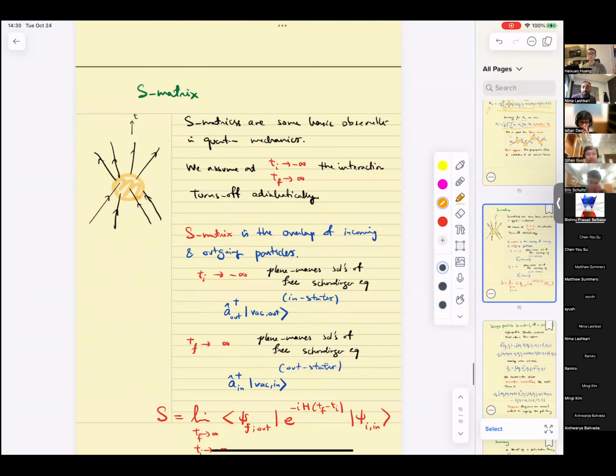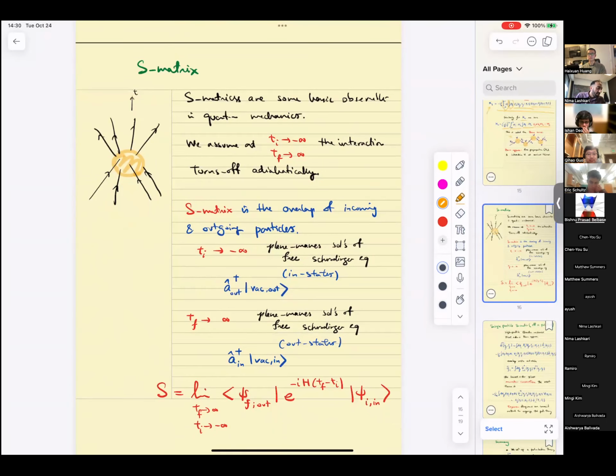All right, now we finally get to the S matrix. What is an S matrix? Let me give you some broad idea. The S matrix is some sort of simple observable of quantum field theory or quantum mechanics. Quantum mechanics is 0 plus 1 dimensional quantum field theory, in which we've made an assumption that the interaction in the far past is turned off, and in the far future is going to turn off again. This is a key assumption that underlies scattering theory.